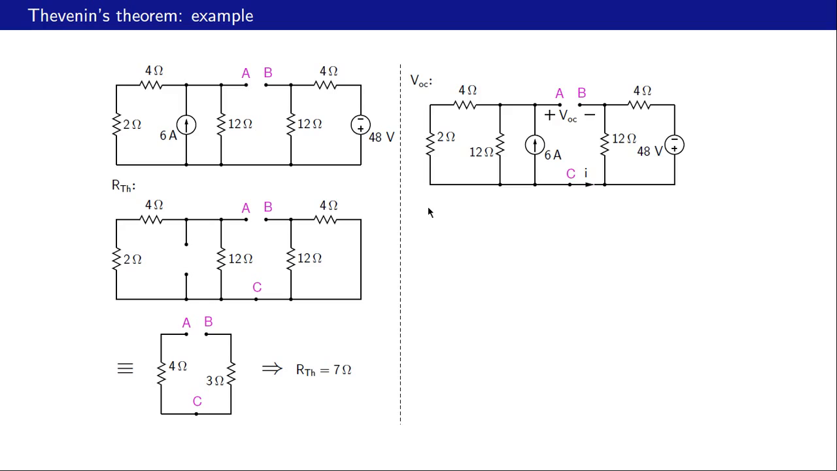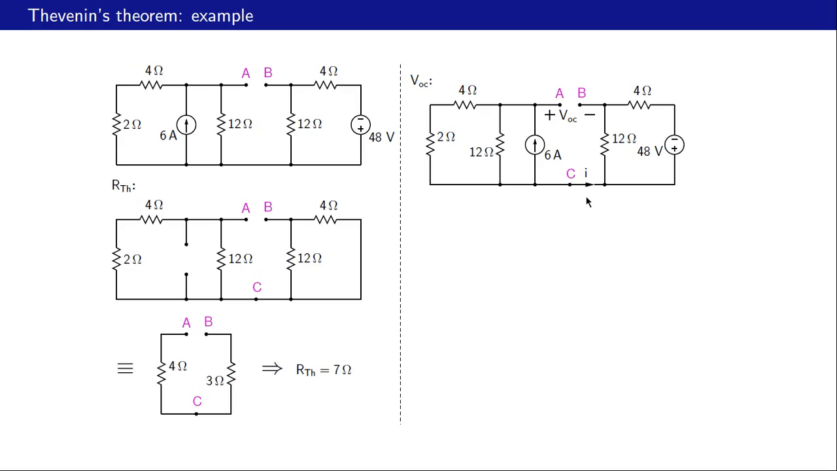Let us now look at Vthevenin. Vthevenin is the same as VOC, this voltage here. And how do we go about finding that voltage drop? We note that this current I must be 0 because there is no return path for this current. There is an open circuit here. And if this current were not 0, then that would lead to violation of the charge conservation principle.